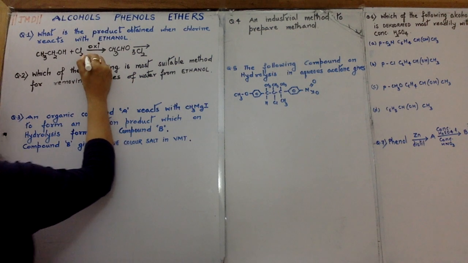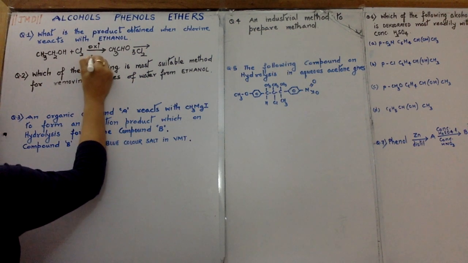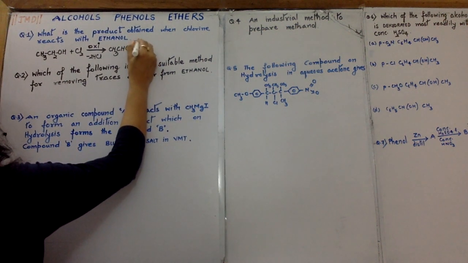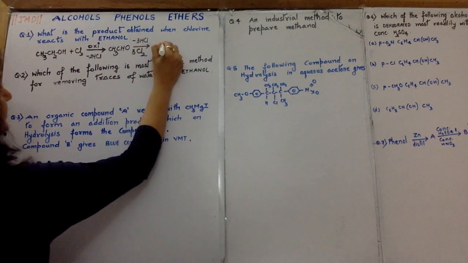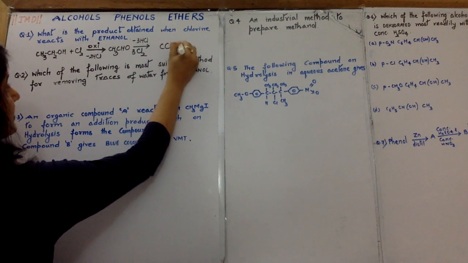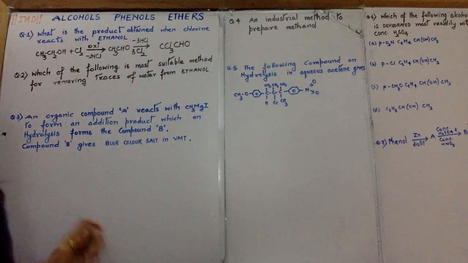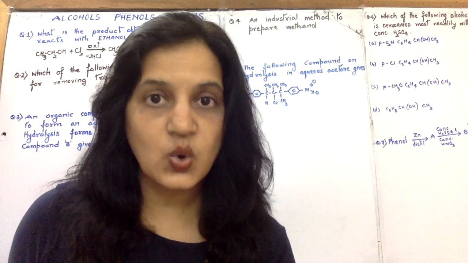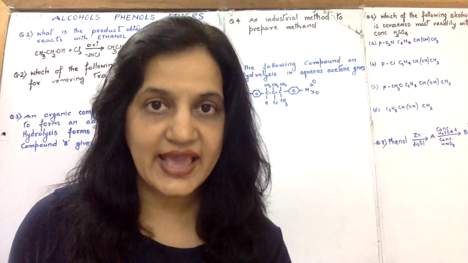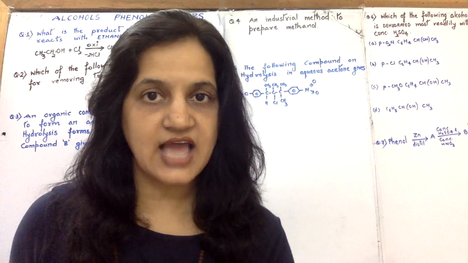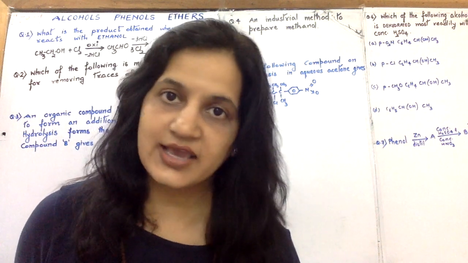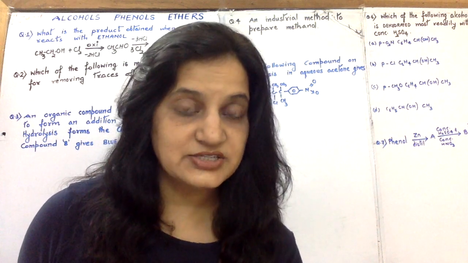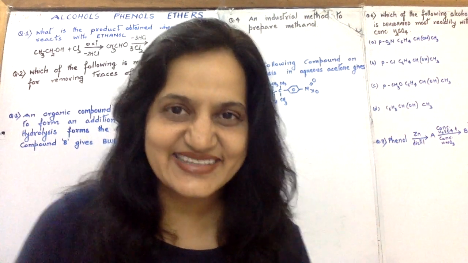Here the byproduct is 2HCl. Here the byproduct will be minus 3HCl, and you'll be getting chloral. So when chlorine reacts with ethanol, we get chloral, also called trichloroacetaldehyde or trichloroethanal.